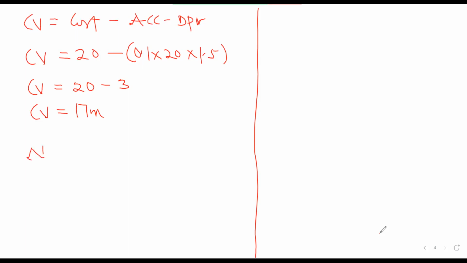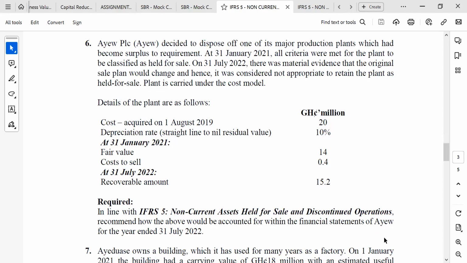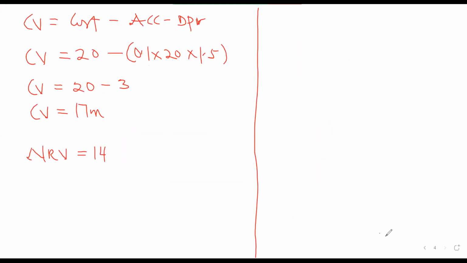Okay, so we have to determine the net realizable value now. What is the net realizable value from the question? It will be 14 minus what? So you look at the dates. The net realizable value will be done on this date. So it will be 14 minus 0.4. So the net realizable value of the assets will now be 13.6. Am I correct? Yeah.